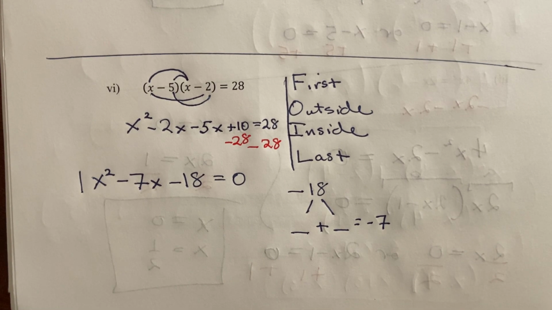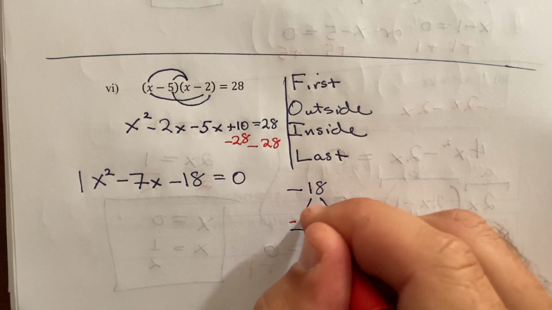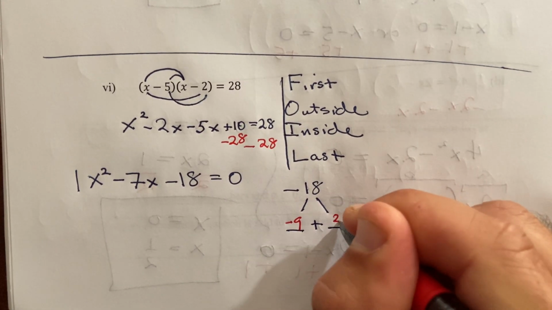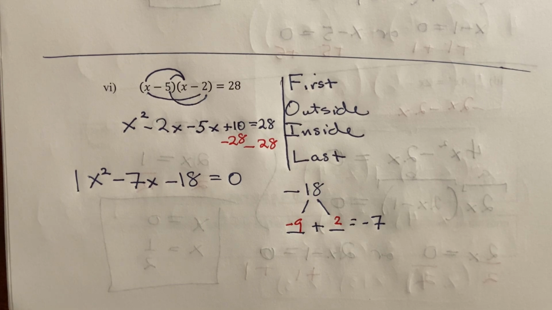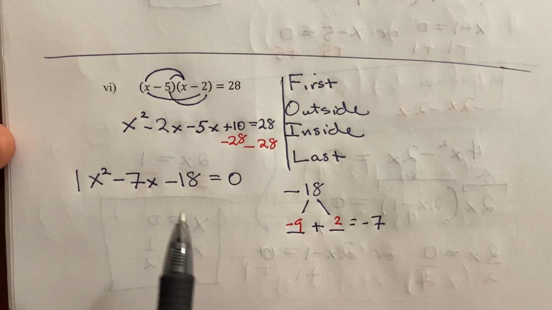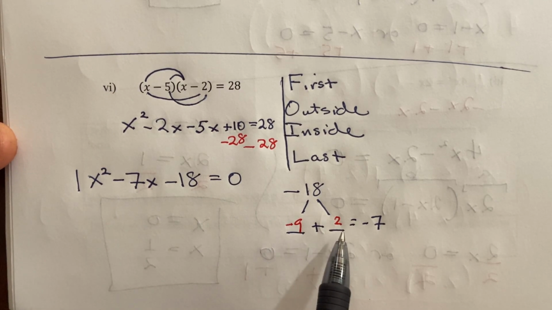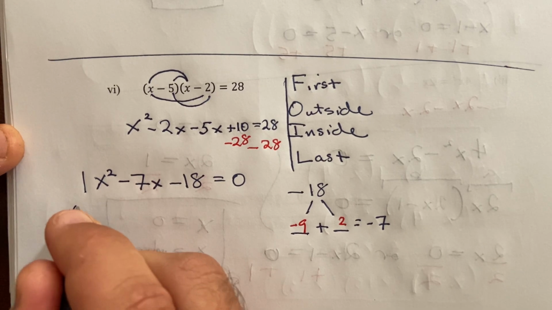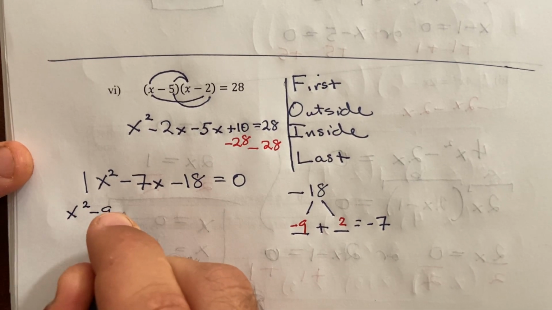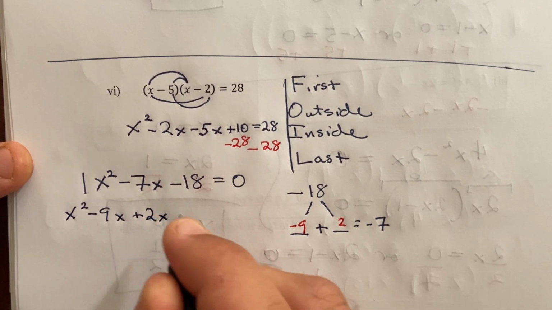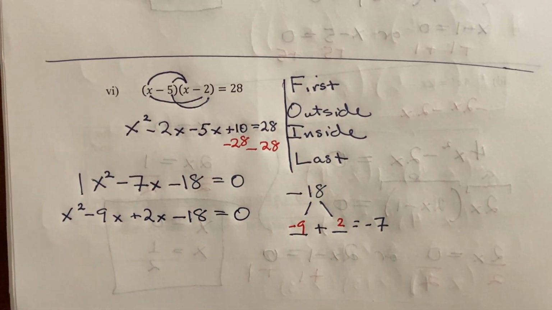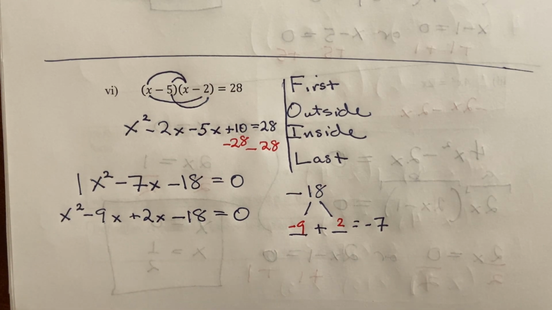Right? So we could do negative 9 and 2. Right? That's a good choice because negative 9 times 2 is negative 18, and negative 9 plus 2 is negative 7. So now we rewrite the middle term using these numbers as coefficients. So I'll have x squared minus 9x plus 2x minus 18 equals 0. All right, so I've written those numbers in here.